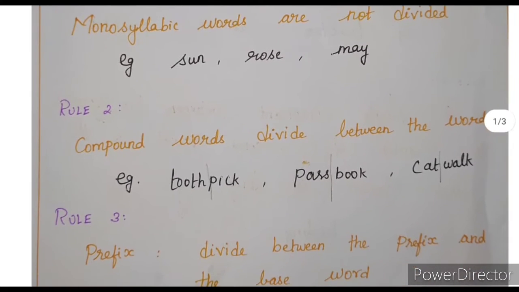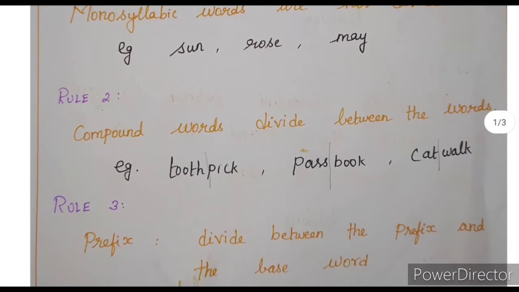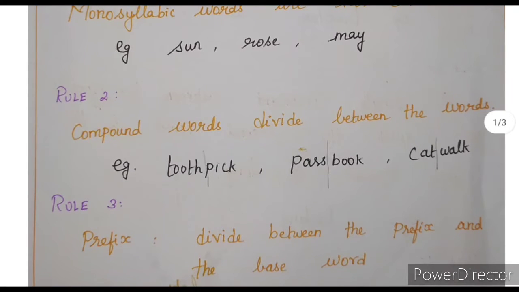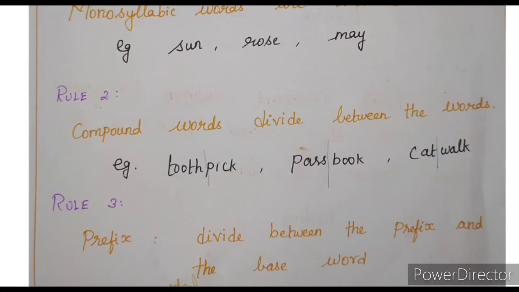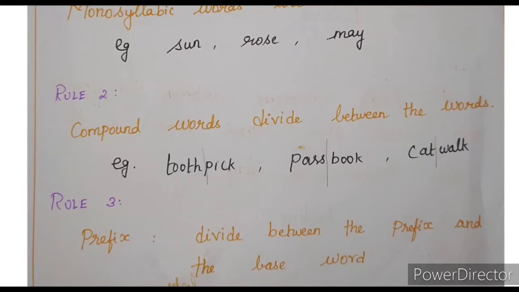Okay. So next let us see rule 2. In rule 2, compound words divide between the words. You all know what is a compound word. When two words join together, they will give you a new meaning. So you all know the singular form of teeth is tooth, and the meaning of pick you all know. So when it joined together and it is giving you a new meaning, that is toothpick. So I can divide between the words: tooth separately, pick separately. So in the same way, pass, book, cat, walk.